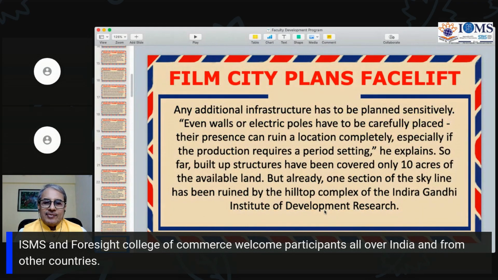Next paragraph, last paragraph probably, and then, my dear friends, any additional infrastructure has to be planned sensitively. Even walls or electric poles should be carefully placed. Their presence can ruin a location completely, especially if the production requires a period setting, he explains. So far, built up structures have covered only 10 acres of the available land. In this paragraph, 10 acres is the keyword.